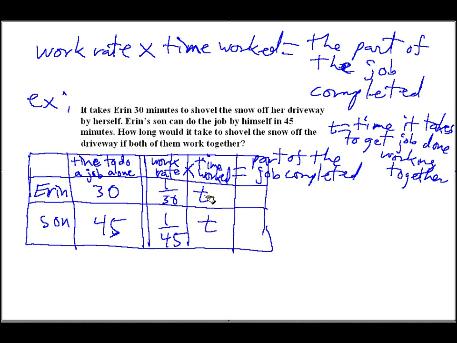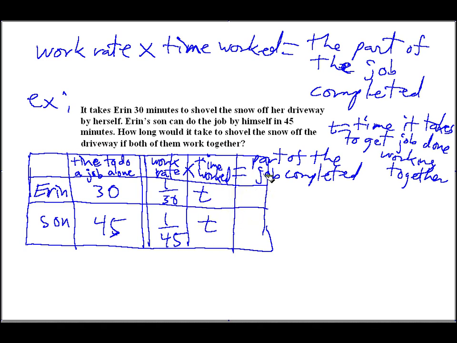Can we see that? So let's say the answer was 15 minutes, for example. That means if Erin and her son both shovel snow simultaneously, working side by side for 15 minutes, the snow gets shoveled off their driveway. Job complete. Can we see that? Make sure we see that now. These problems are a bit challenging, but once you get used to it, it's not too bad.